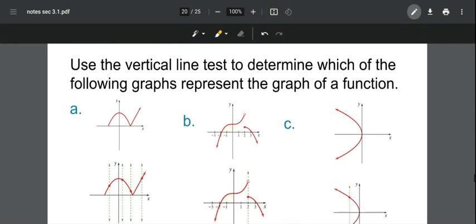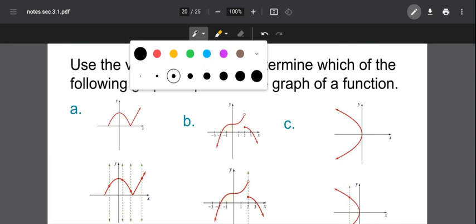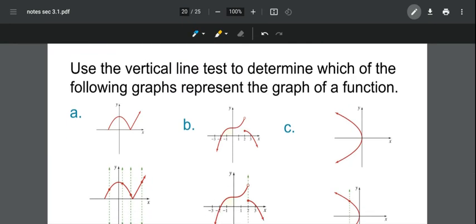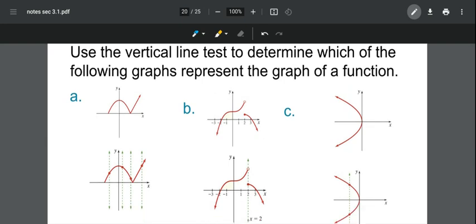So let's just quickly do the examples. Those will be quick. We're going to use the vertical line test to determine which of the following graphs represents the graph of a function. So part A, I'm drawing vertical lines, and all the time the vertical lines intersect the graph once only, so that's definitely a function.